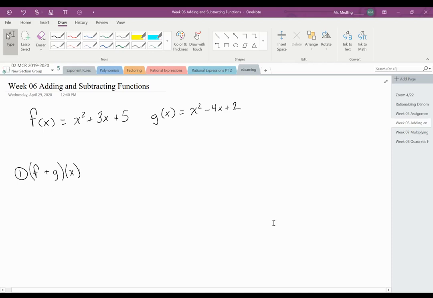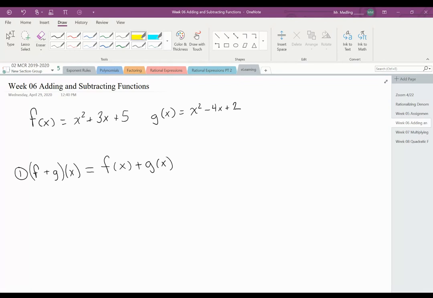All right, today we're going to look at adding and subtracting functions. So I'm going to start with two given functions. So I have f of x and g of x. And let's say I want to add them together. We can write that down a couple ways. One is we can put f plus g of x, but more commonly you'll see this as f of x plus g of x. They mean the same thing.